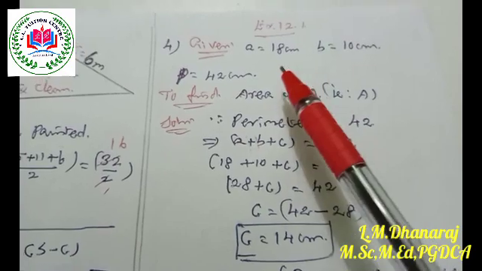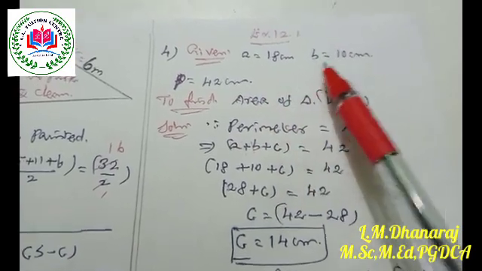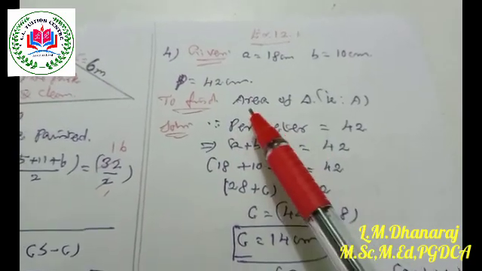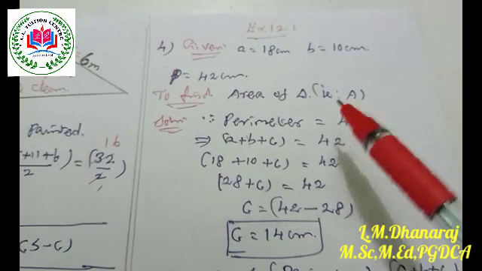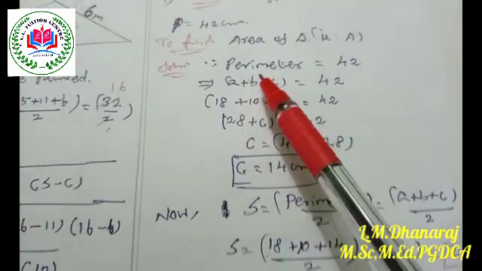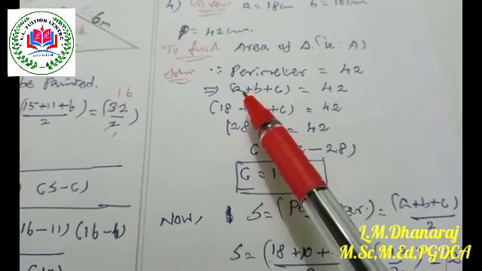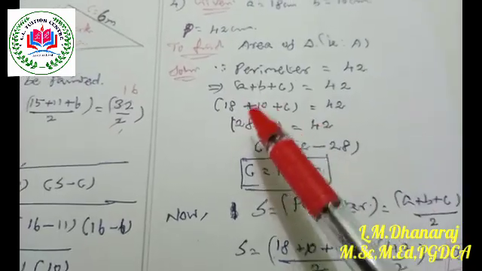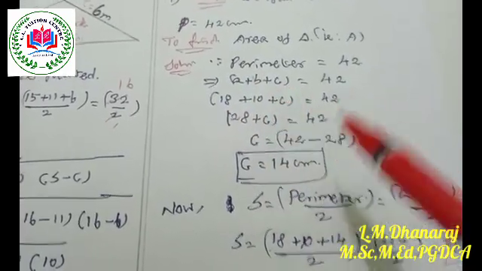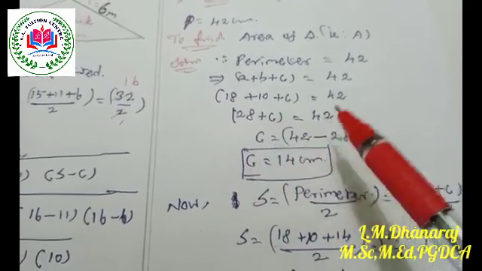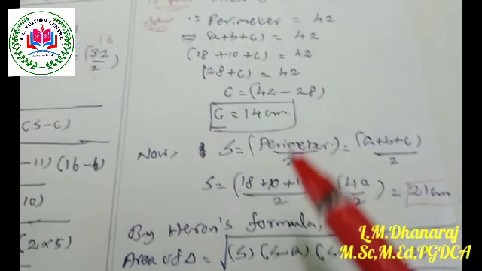Question number 4, it is given that A is equal to 18 centimeter and B is equal to 10 centimeter and the perimeter is equal to 42 centimeter. Now we have to find the area of the triangle. Perimeter means the sum of all the three sides in a triangle, that is A plus B plus C is equal to 42. So A is 18, B is 10, C is unknown. 18 plus 10 is 28, plus C is equal to 42. So C is equal to 42 minus 28, that is C is equal to 14 centimeter.